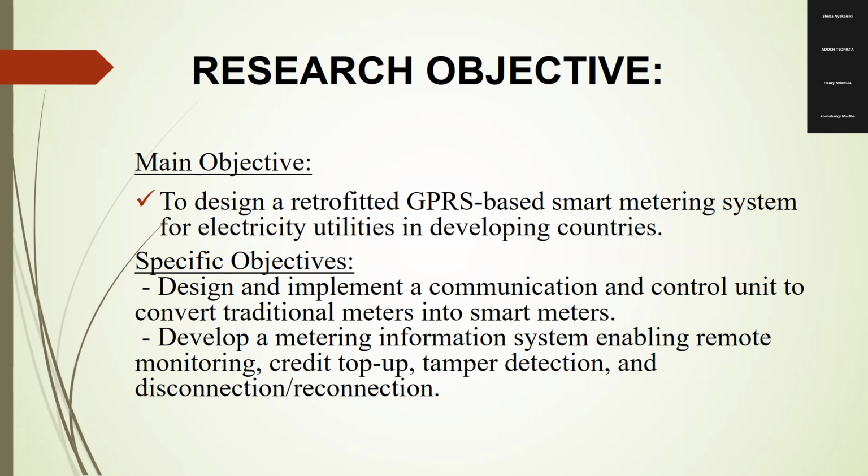But under the specific objectives, things that will help them to achieve this main objective was to implement a communication and control unit. This was going to be an embedded system. It's things to do with tracking, for those who have done embedded systems. Then there's also to develop a metering information system for remote monitoring. But the fact that it's going to be smart means it needs to be monitored remotely. Everything is going to be done remotely. So these were the specific objectives that they would use to actually attain their main objective.